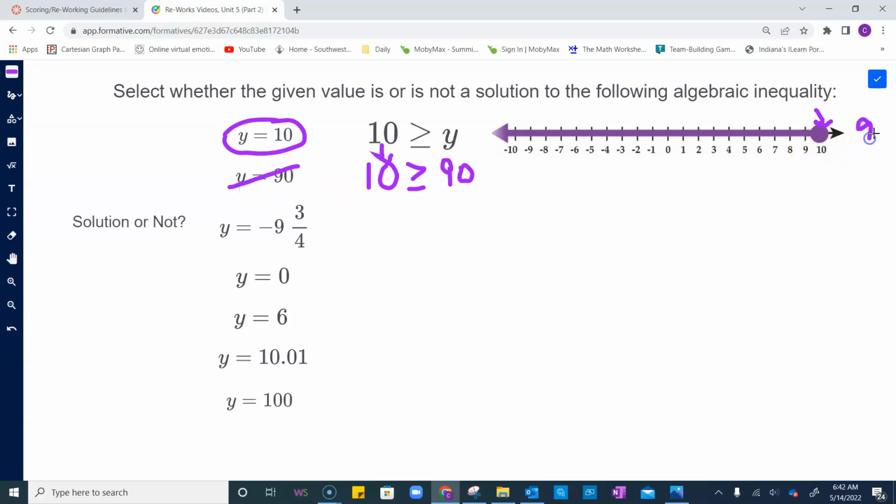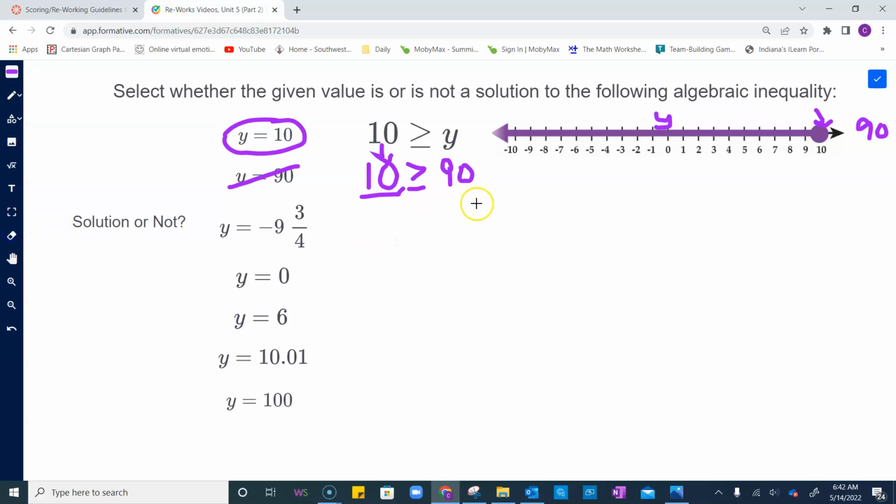90 on the number line would be way up to the right of 10. But when we read this inequality, 10 is bigger than all my y values. My y values then are all to the left of that endpoint. And 90 is not to the left, it's to the right, which makes it greater. We want all the numbers that are smaller than 10. 10 is the biggest, 10 is the greatest. That's how this reads.